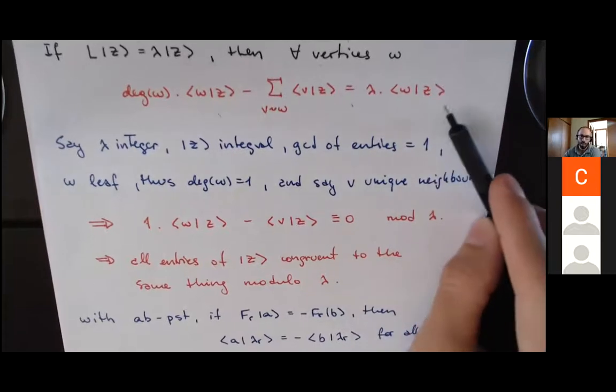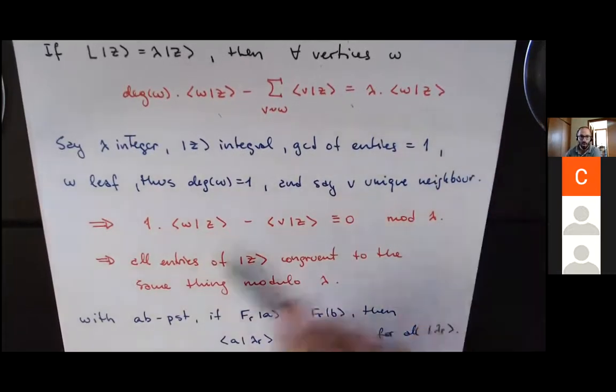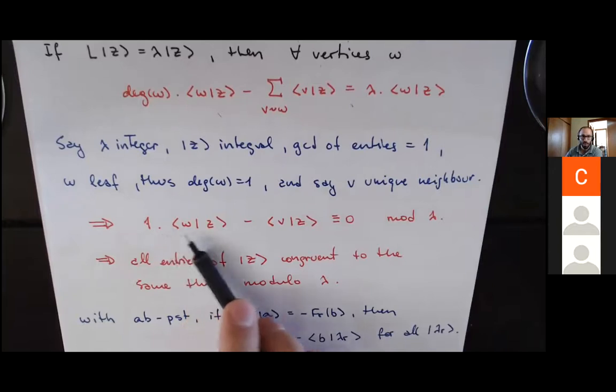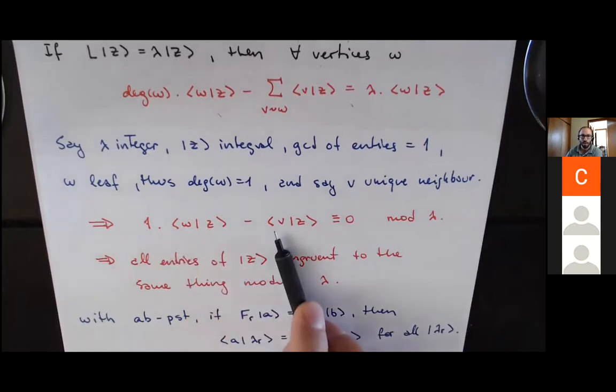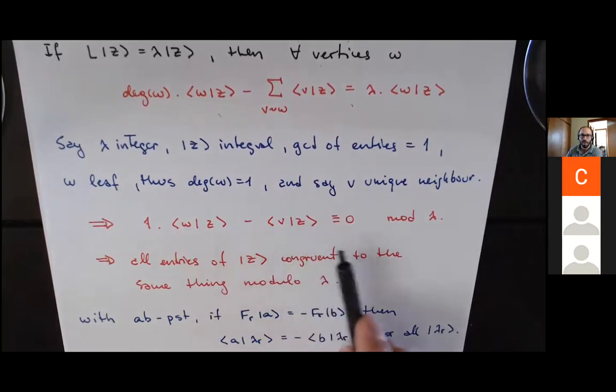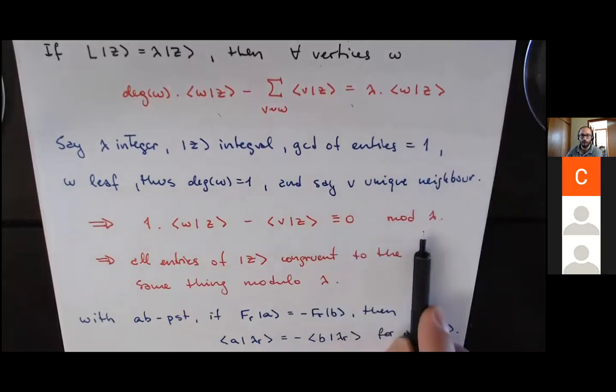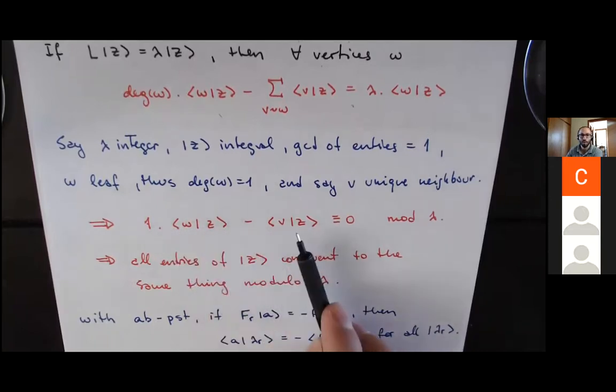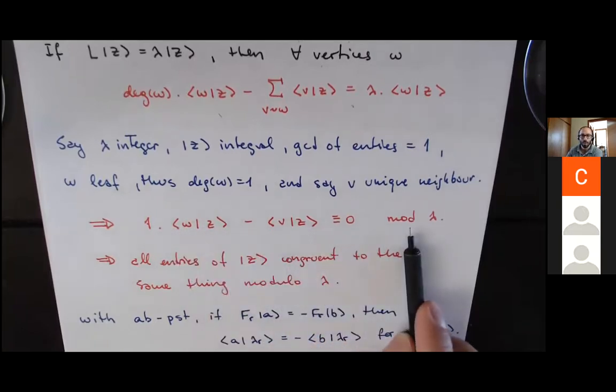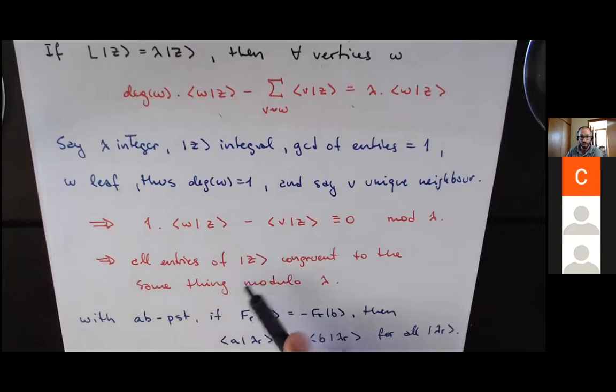Now let's look at this equation up here again. We have that the degree of W, which is 1, times its entry on z, minus the sum of the entries on z of its neighbors, but there is only one neighbor, is equal to lambda times something, so it's congruent to 0 modulo lambda. Lambda is an integer, and this equation has only integral elements, so I can look at this equation in Z mod lambda. It means now that all entries of z are congruent to the same thing modulo lambda.